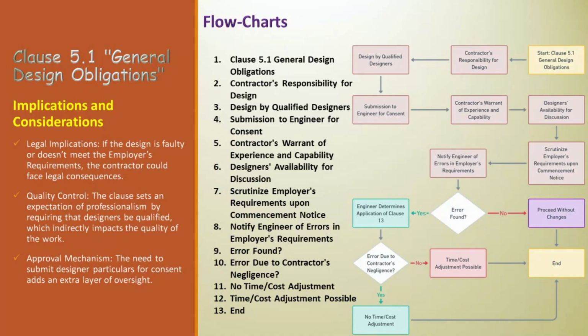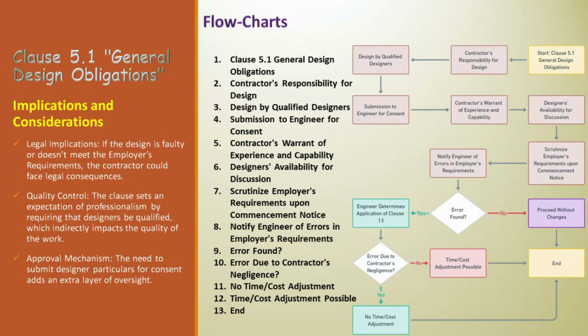Next is contractor's warrant of experience and capability. The contractor guarantees that their designers and subcontractors are experienced and capable of designing the works. Next is designer's availability for discussion. The designers must be available to discuss the design with the engineer when needed, up until the end of a period known as the defects notification period. This is a time after the project is completed when any defects should be reported.